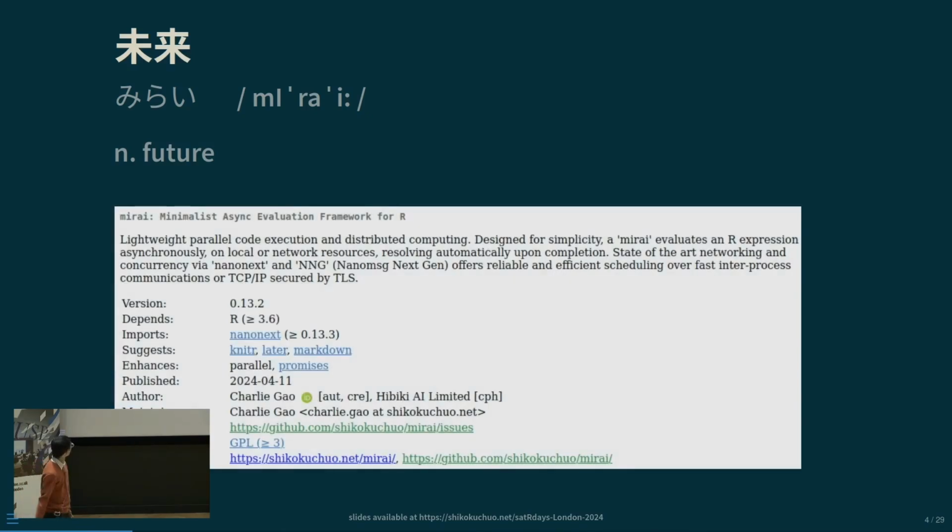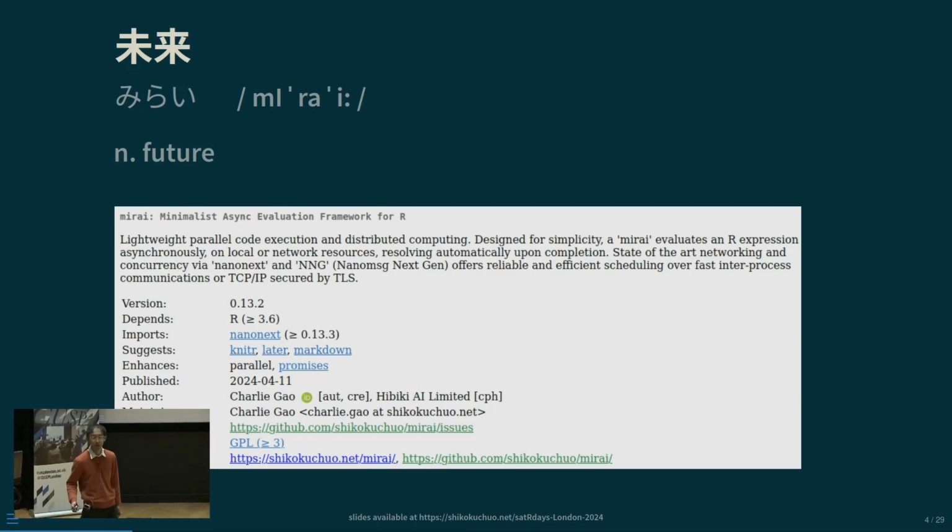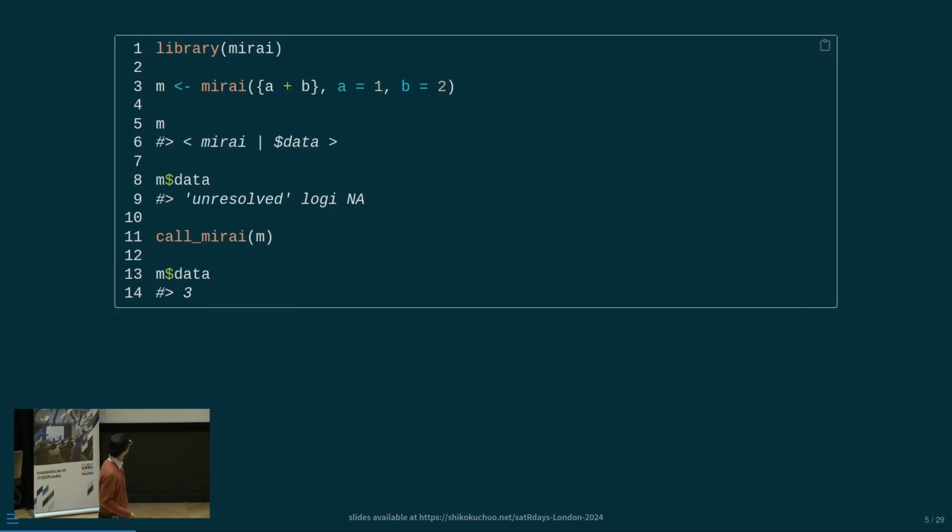But of course, I'm talking about the CRAN package mirai, and the description basically says lightweight parallel code execution and distributed computing on local and network resources. So what does that mean? Let me just show you very quickly, so we're not talking about generalities, that it's really simple to run parallel computations.